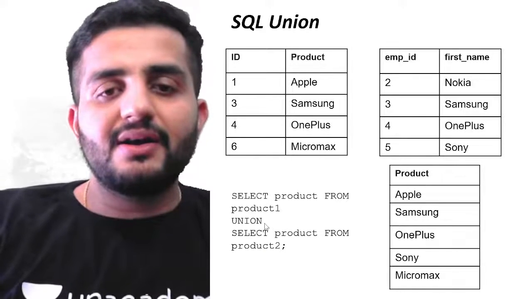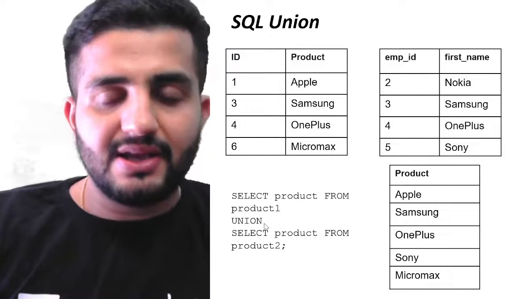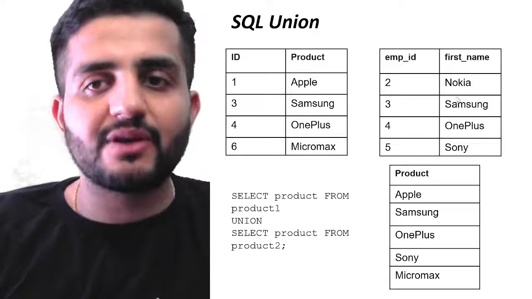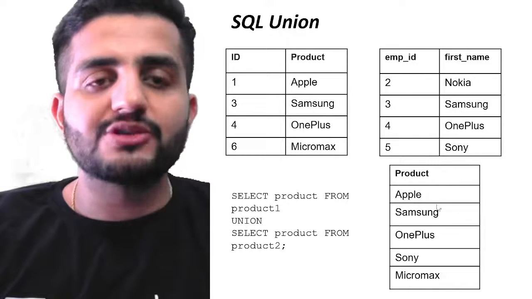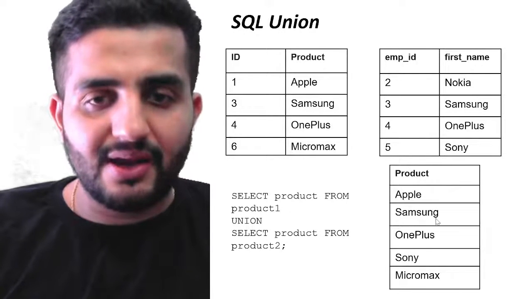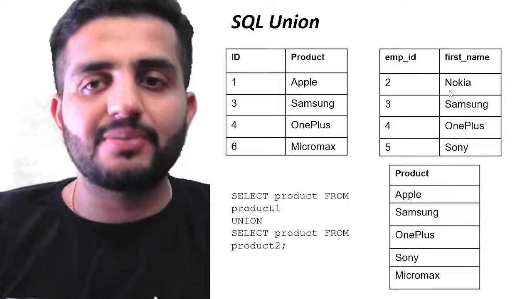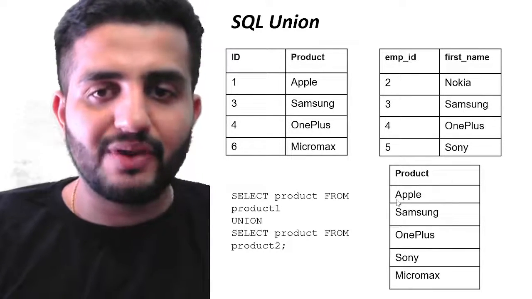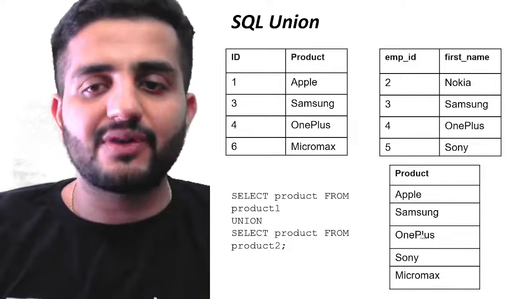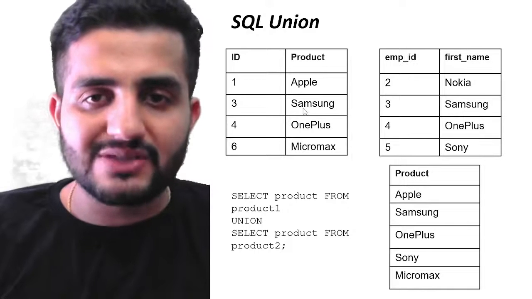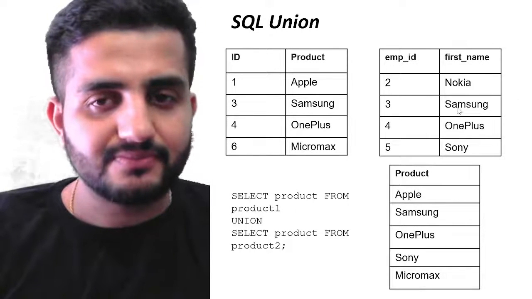UNION क्या करेगा मेरा? UNION by default इसमें से जो आपके common values हैं, common क्या क्या थे? Samsung और OnePlus repeat हो गया, right? So वो उसमें से उसके unique set को लेगा and it gives me all the values, right? So it will remove Samsung and OnePlus जो कि 2 बार आ रहा था. So output will have Apple, Samsung, OnePlus, Sony and Micromax. It will remove the common ones which is Samsung and OnePlus.